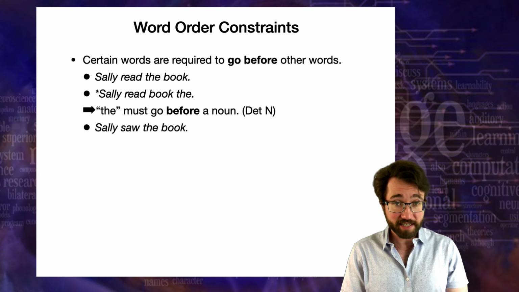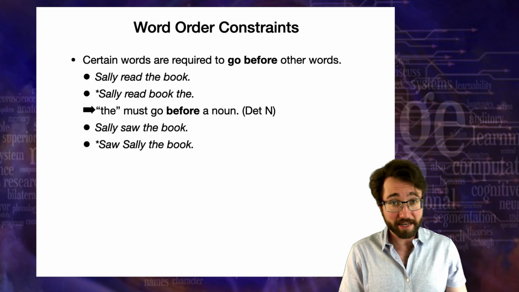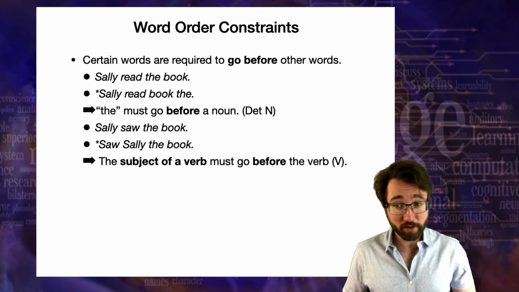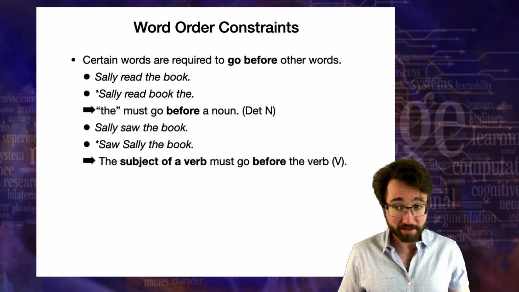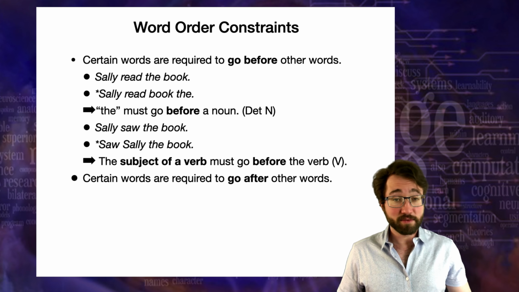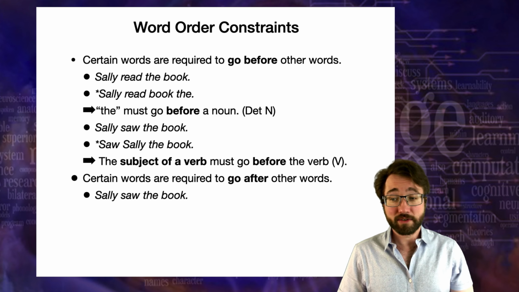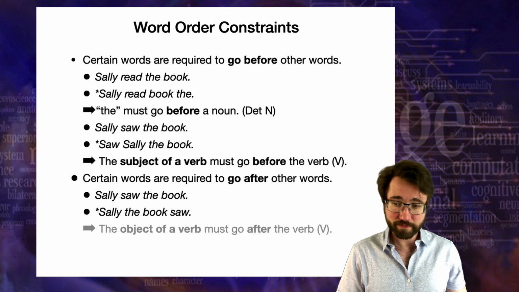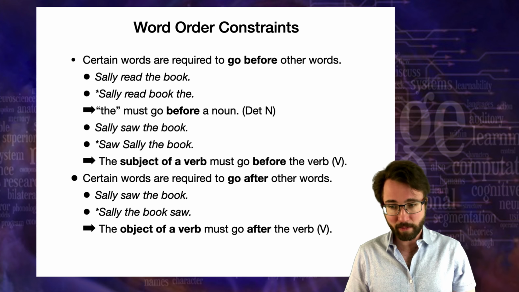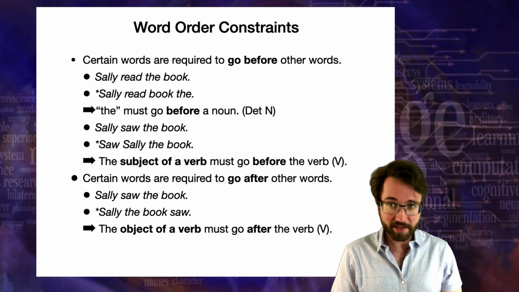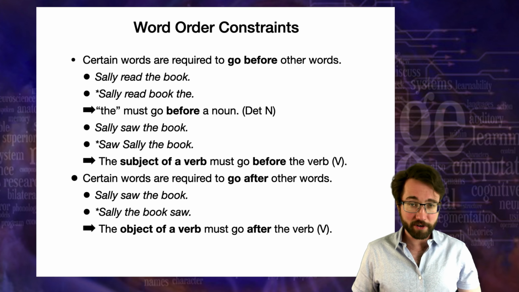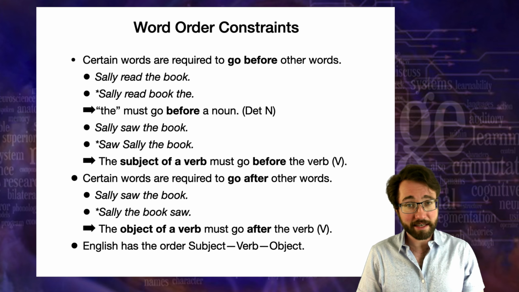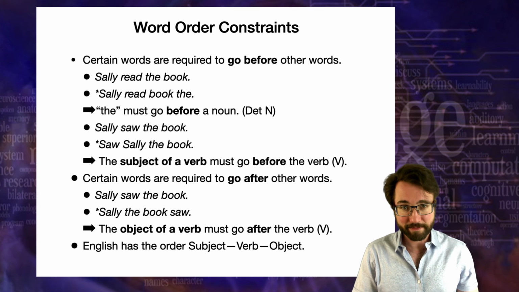When we were looking at the larger sentence, we had "Sally saw the book." That's grammatical, but "saw Sally the book" is not grammatical. This shows that the subject of a verb has to go before the verb in English. Similarly, sometimes words are required to go after the verb. So "Sally saw the book" is okay. "Sally the book saw" is ungrammatical in English. This shows that the object of the verb has to go after the verb in English. These are some of the word order constraints that are operative in the English language. Overall, we can say English has the word order subject, verb, object.